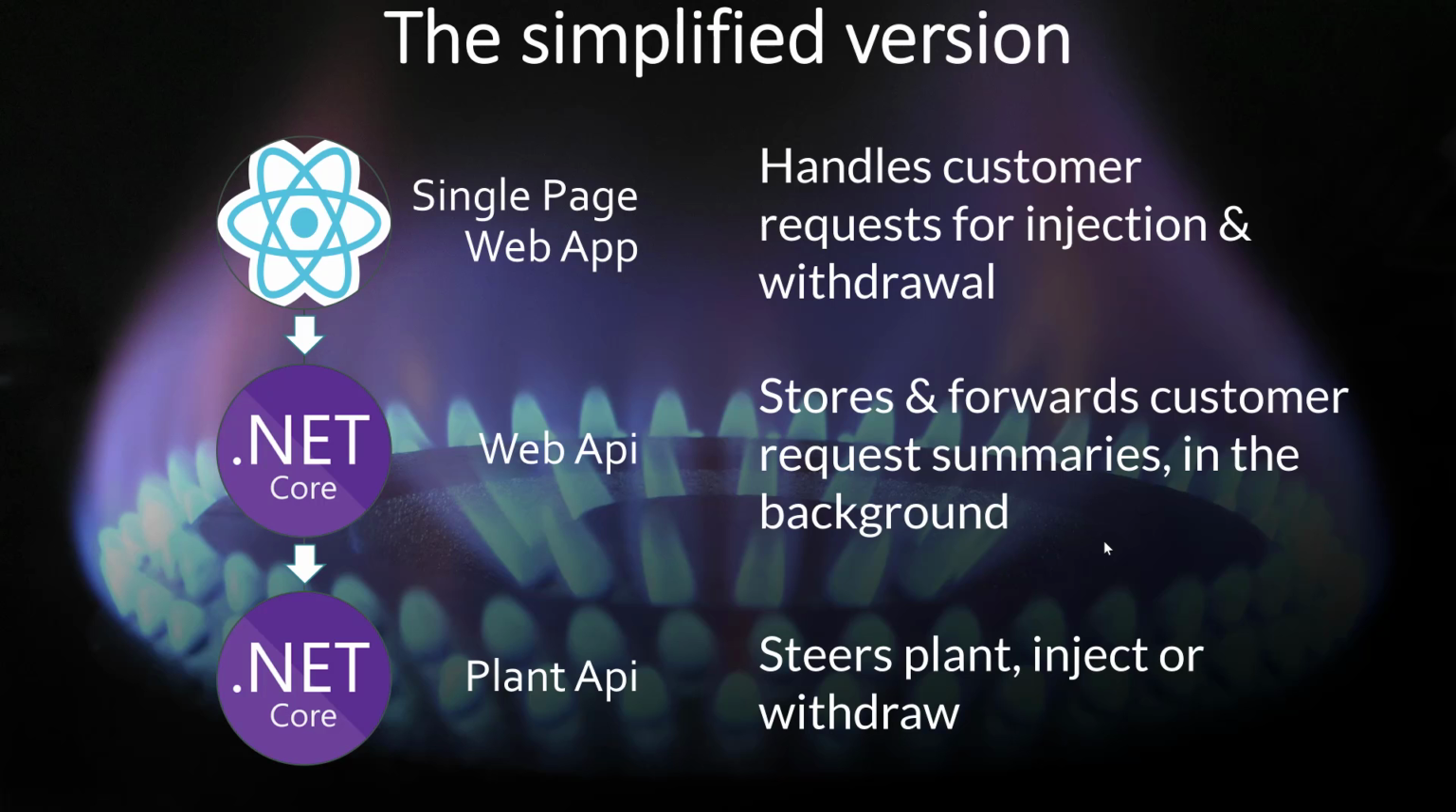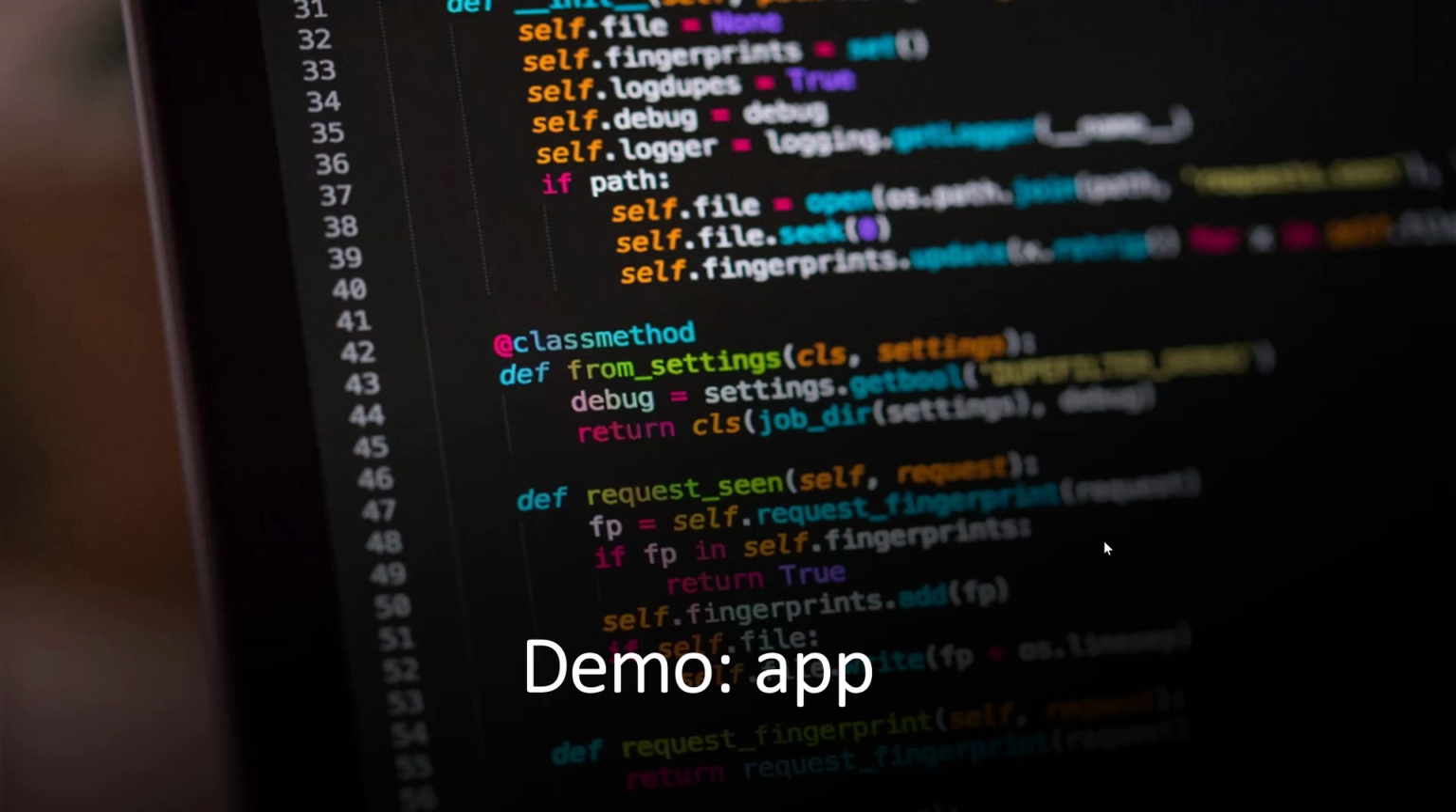And this takes all these customer requests and summarizes them in the background, because if one customer decides he wants to inject some gas and the other customer decides they want to withdraw the same amount, then the plant doesn't have to do anything. The network is just balanced as it is. That brings me to the last component of the system, and that is the plant API. And this actually steers the real plant and either requests injection or withdrawal. So let's have a look at that system.